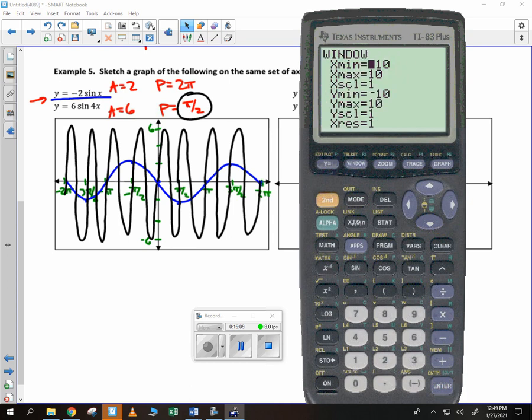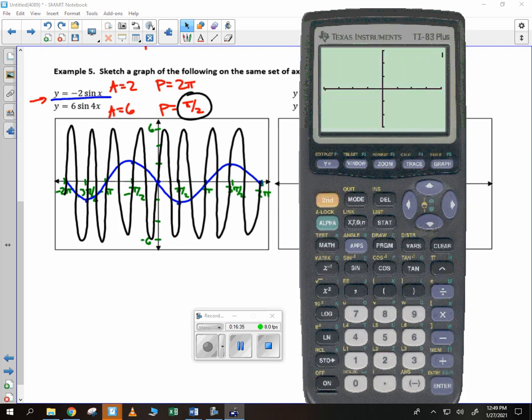The other thing is you press window. My minimum x value is -2 pi. My maximum x value is +2 pi. The scale is your tick mark. Looks like my tick marks are every pi over 2. My y minimum is -6. My y maximum is +6. And my tick mark is every 2.